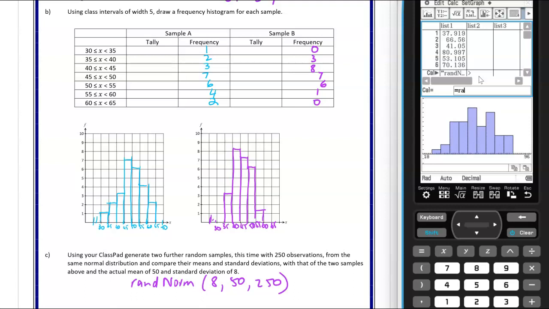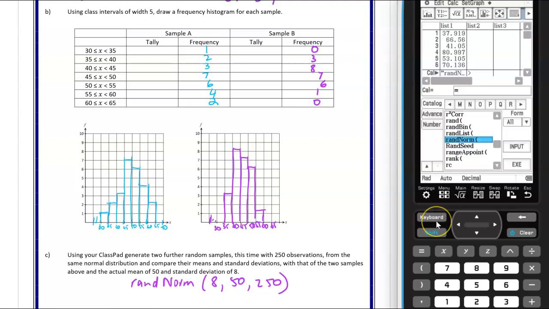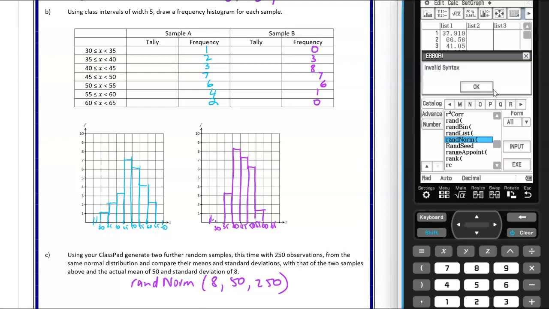So I think I need to go back here to the keyboard, probably easier. RandNorm. Whoops. And then, yes, we put the standard deviation first, then the mean, and then the number we want. The equals is not right, I'm so used to a spreadsheet.